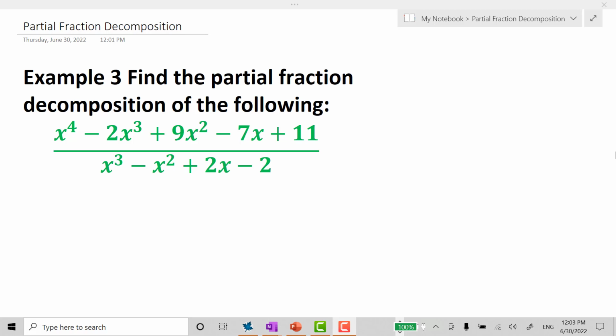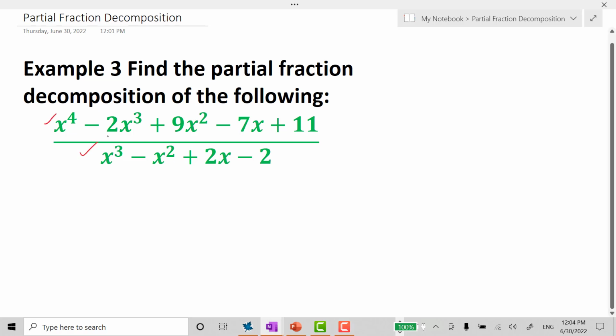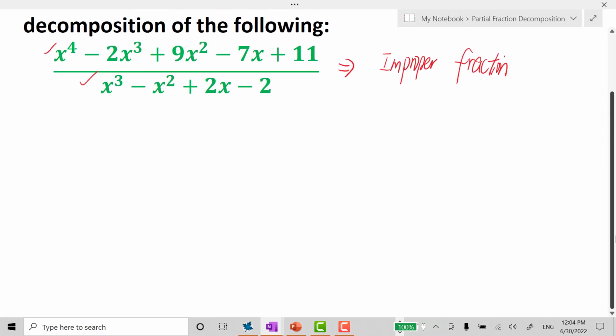In this video, I will continue talking about partial fraction decomposition. And we're going to look at a little bit more sophisticated example. In this example, we have the leading power on top, x to the 4th, bigger than the leading power on the bottom. That means this is an improper fraction. So we've got to use long division to simplify that first, turn it into a quotient and then a remainder, before we can perform the partial fraction decomposition.